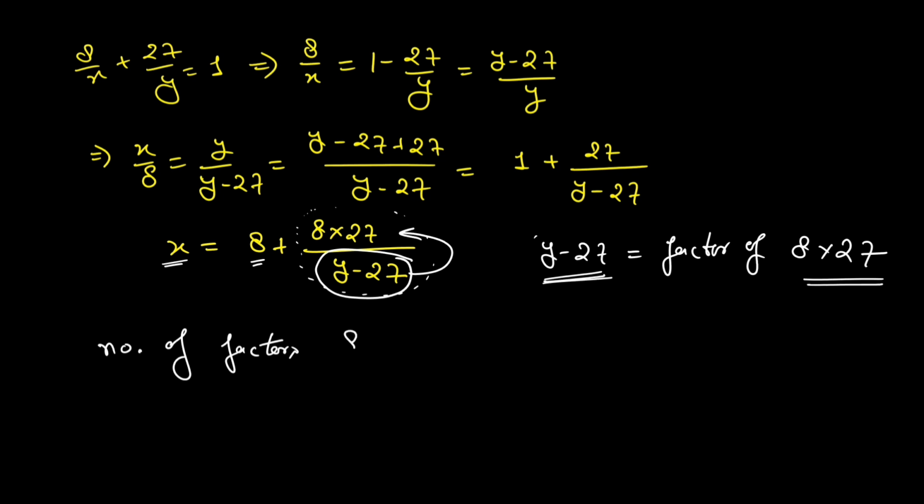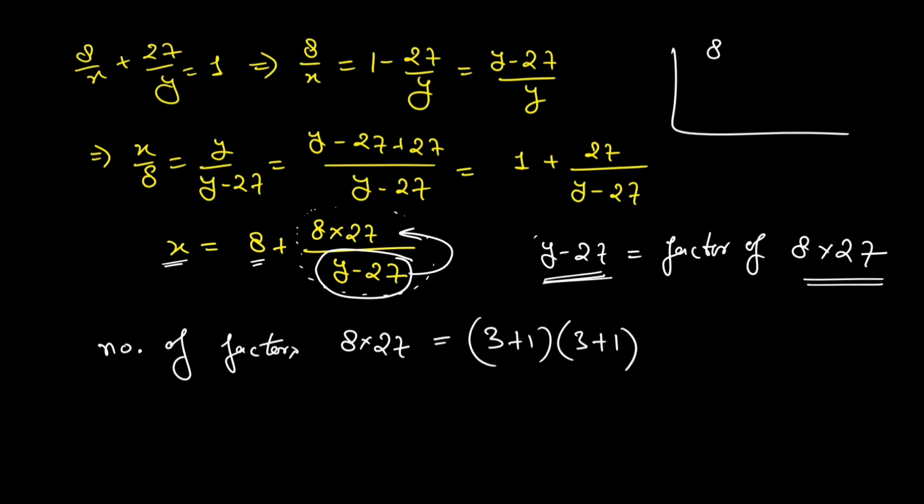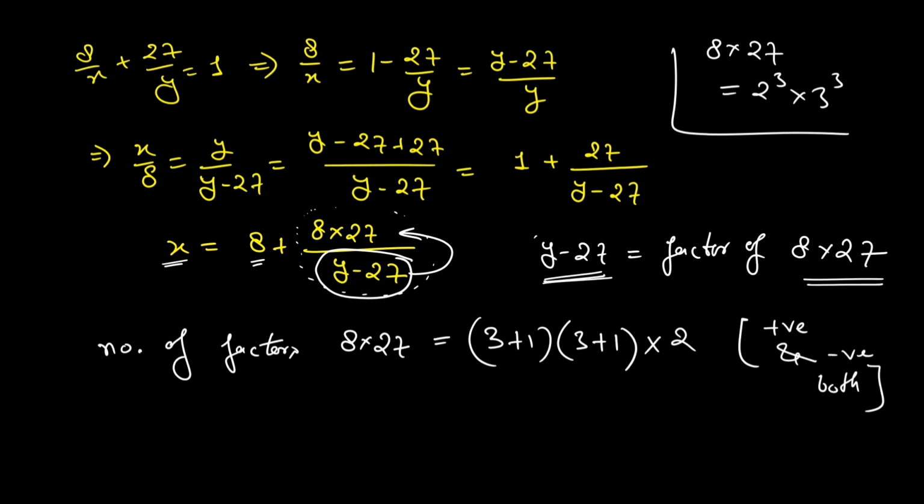So let us see how many factors 8 times 27 possesses. Okay, so we can write 8 times 27 equals 2 cubed times 3 cubed, right? So the number of positive factors equals (3 plus 1) times (3 plus 1), which is 16. And if we want to include both positive and negative, then we multiply by 2, so it includes positive and negative both. So how many do we get? 32. So 32 factors including positive integers as well as negative integers, right?